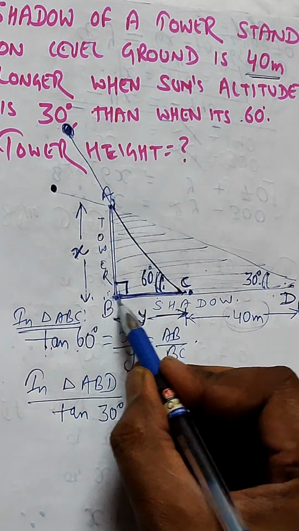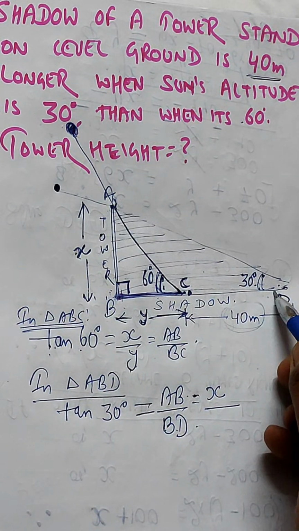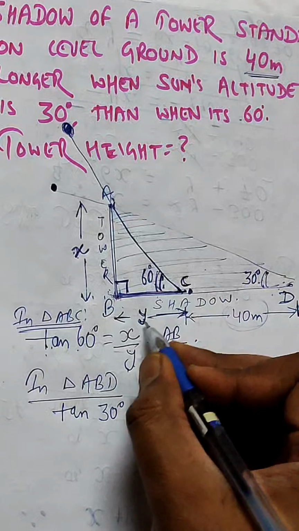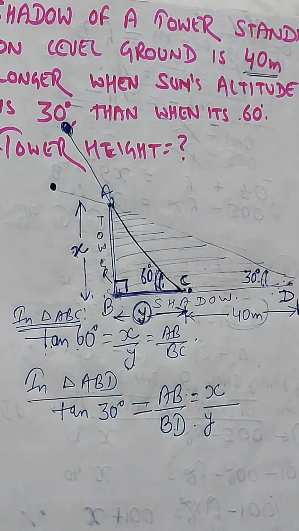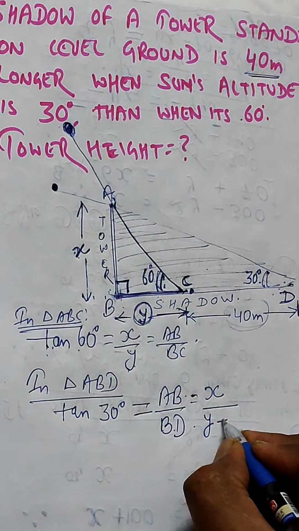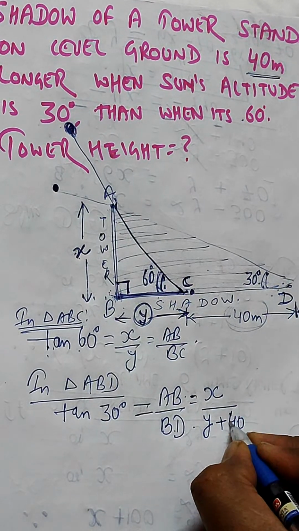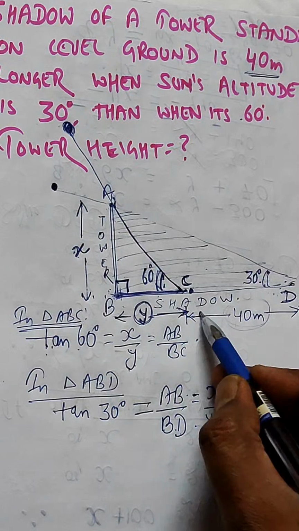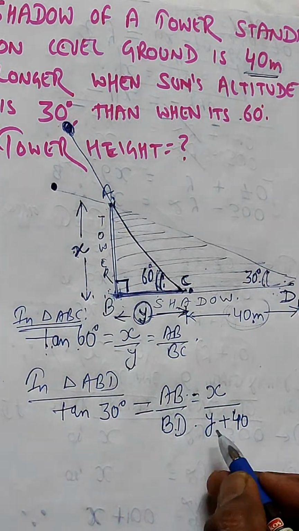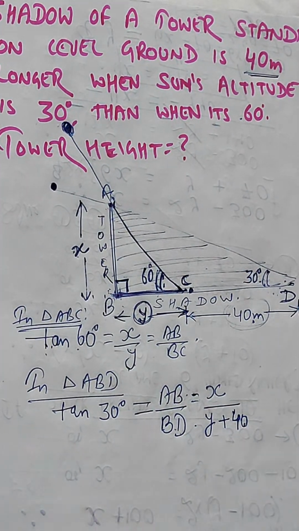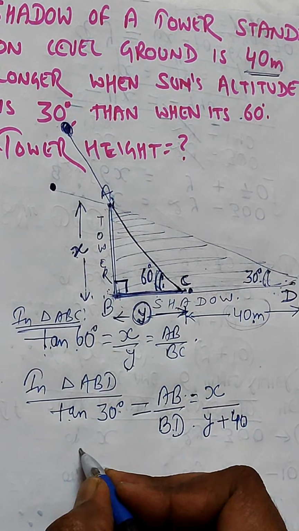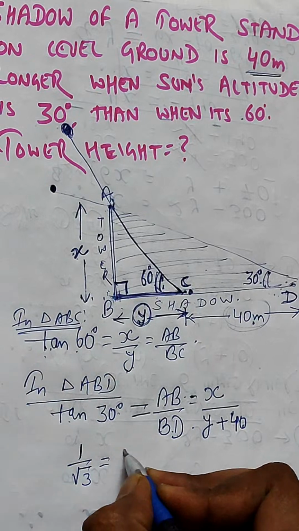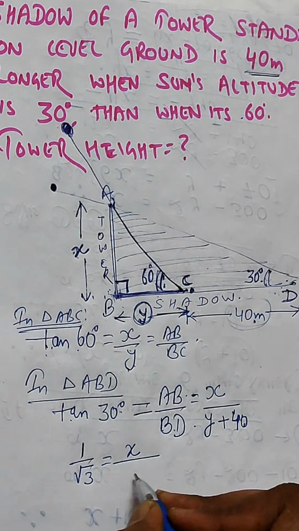BD can be written as BC plus CD, right? And BC is y. So y plus 40, because CD is 40. So this will be y plus 40. Now just put in the value. Tan 30 is 1 by root 3. So 1 by root 3 equals x by y plus 40.